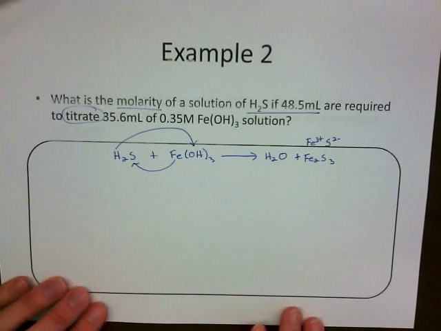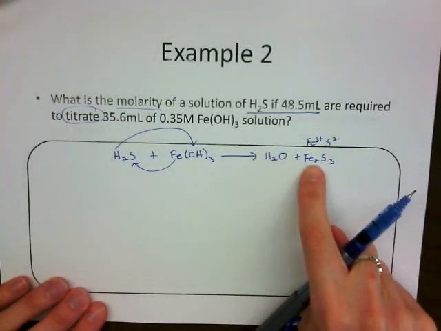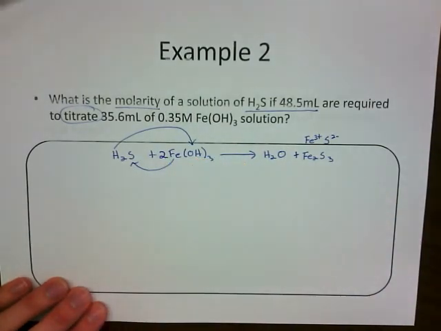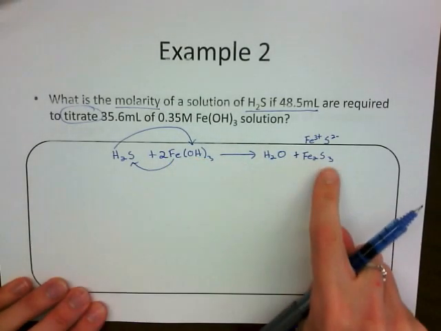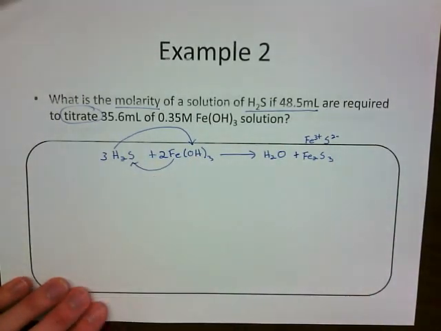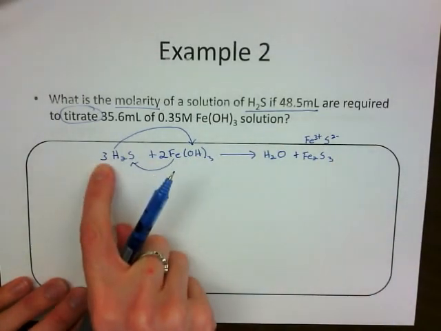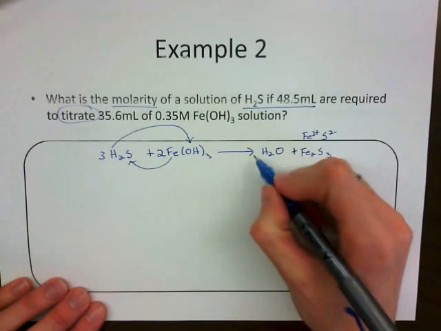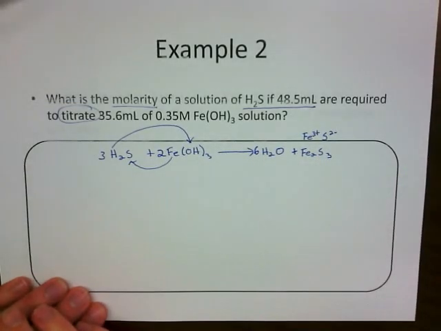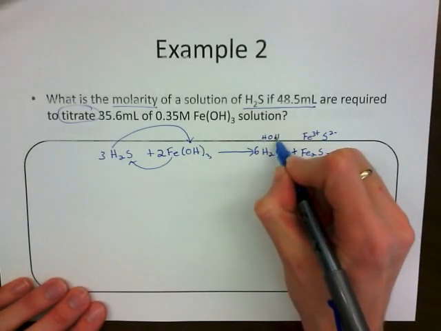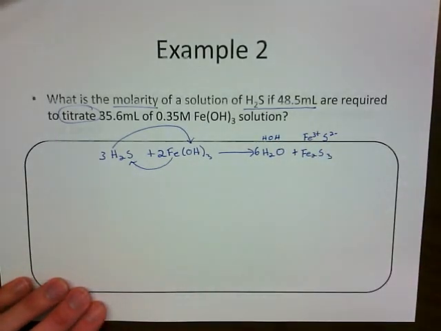Now what is left is for me to balance this equation. I have 2 irons, I want 2 irons. I have 3 sulfurs, I want 3 sulfurs. That leaves me with 6 hydrogens and 6 hydroxides. That means 6 waters, because remember, water is also written as hydrogen hydroxide.